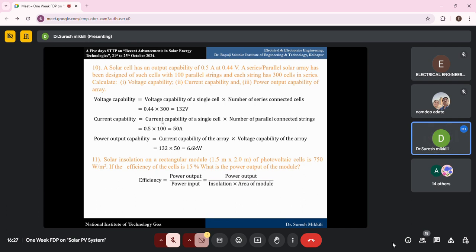Efficiency is output power by input power. Output power is the only thing we need to calculate. Efficiency is 15%, insolation is 750 watt per meter square, into area of module. How much will it be? Can you tell me?